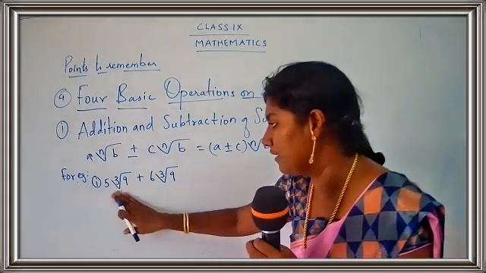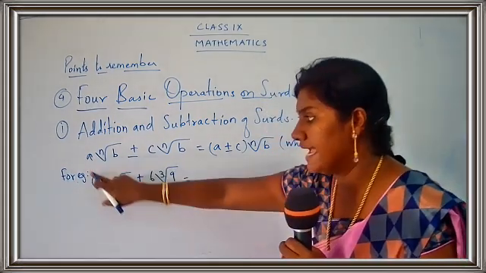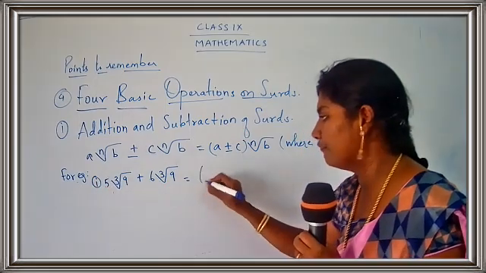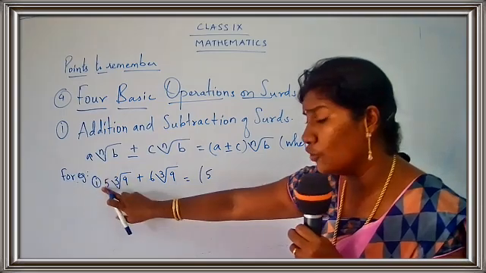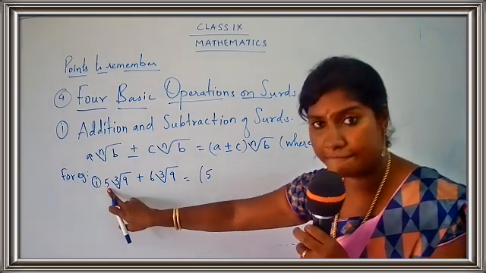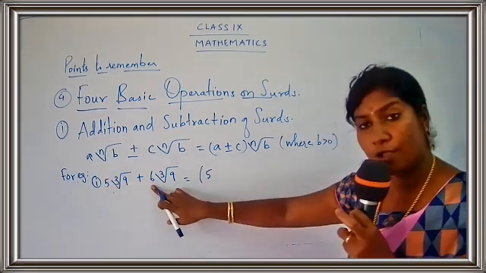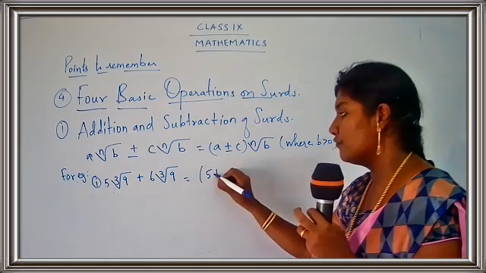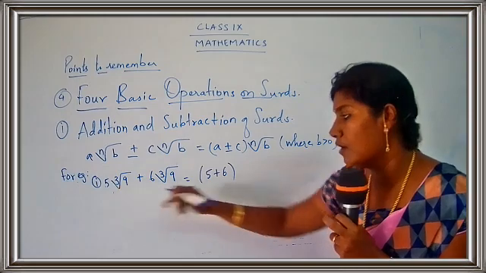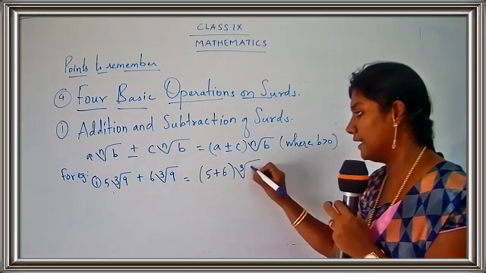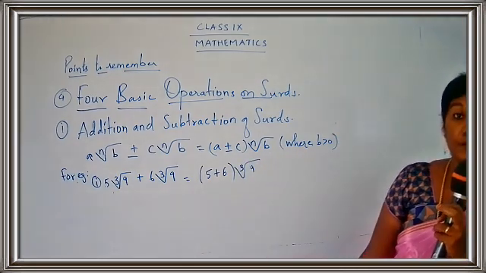Okay, so I'll be writing down here. This is equal to. What is a, children? a is 5, so write down 5. What is c? c is 6. So you have to add the coefficients. 5 is the coefficient here and 6 is the coefficient here. So 5 plus 6. Take the coefficient and write down the surd. What is the surd now? Cube root of 9.